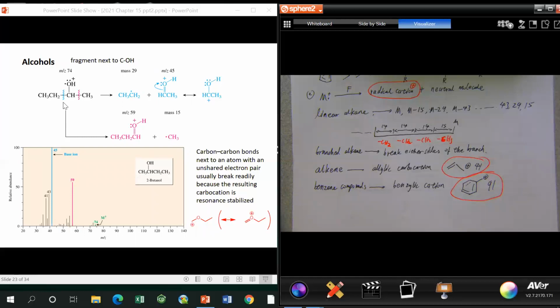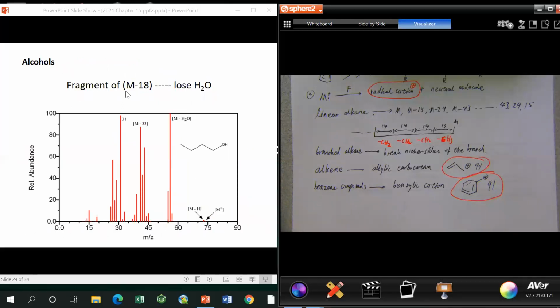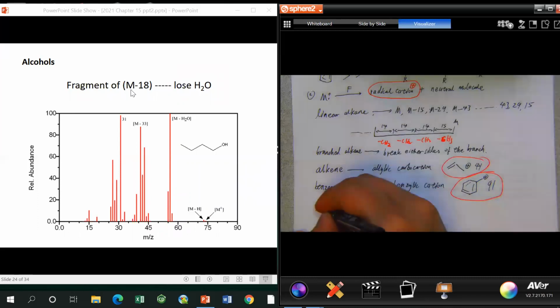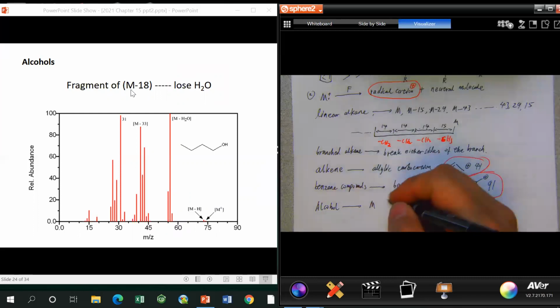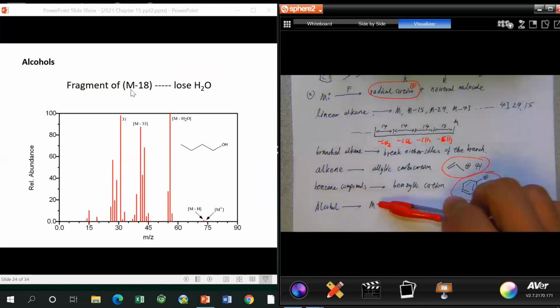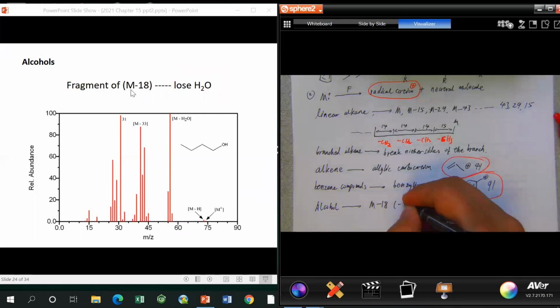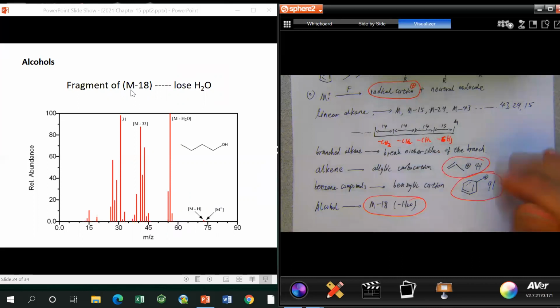And lastly, a unique fragmentation for alcohol is the M minus 18. That's actually pretty unique for alcohol. You should see one peak that is 18 less than the molecular mass. This 18, we know, is the loss of one water. That only happens to alcohol, very unique.